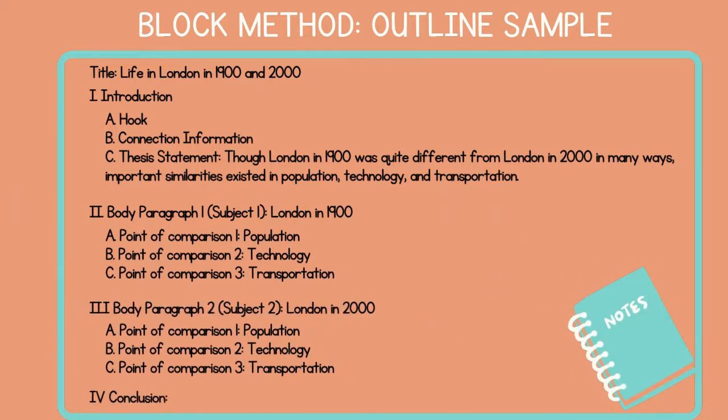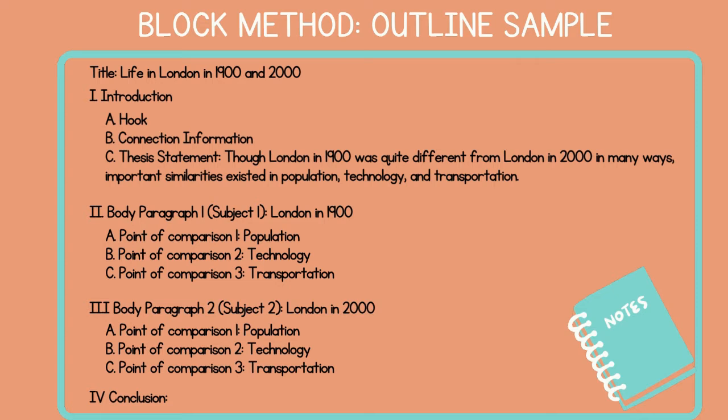In block method, the writer discusses points of comparison about one subject first before discussing the same points about the second subject. It is important to discuss the points of comparison in the same order. Here is an example of an outline using the block method.